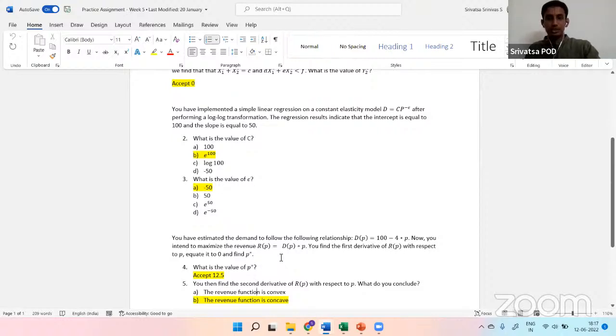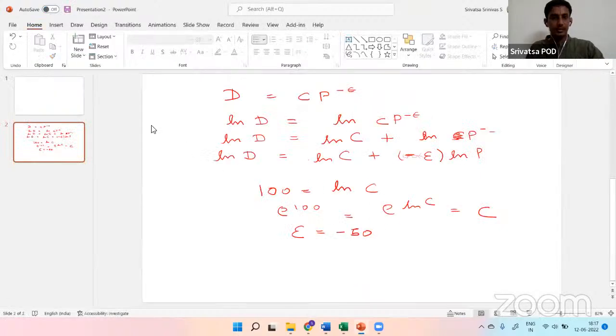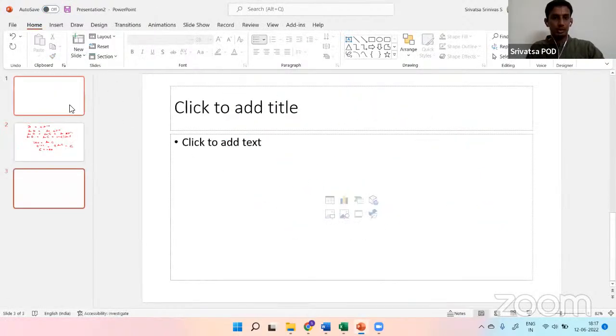So the next question is on the following. You have the following demand function where the demand is equal to 100 minus 4p. The demand is dependent on price. Now you intend to maximize the revenue, and the revenue is going to be demand into price. You find the first derivative of R with respect to P, equate it to 0 and find P star. Now, what is the value of P star is the question. We can again solve this. This is again not very difficult. I'll go to one slide.